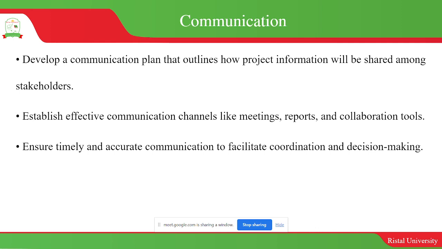Tools like Google Meet can allow you to do collaboration. Tools like Google Drive can allow you to do collaboration on Google Documents, on Google Slides, and then also on Excel. Okay, so you can think about the collaboration tools that you want.